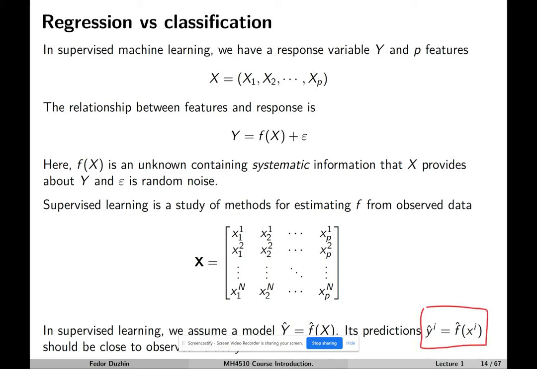Big Y is the random variable, and small y is its observation. So when I write y hat, what I mean is that this is our predicted output for some observed input x.